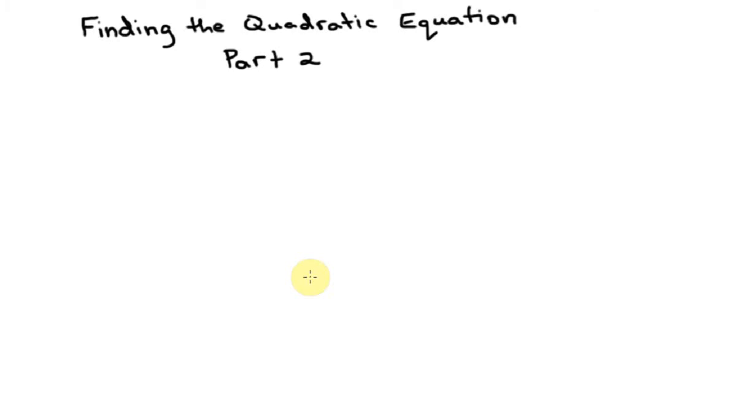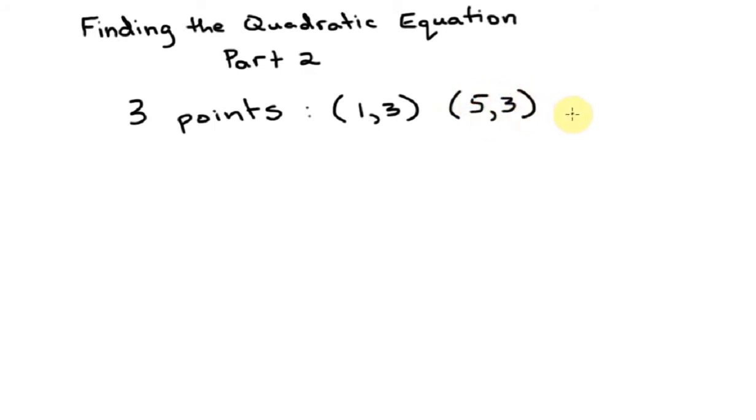Okay, this is finding the quadratic equation part 2, and what we're going to look at here is what if we don't have the vertex, but maybe what we have are 3 points. Now these 3 points can either be written out the way I'm going to write them out here. So the 3 points that the parabola goes through might be 1, 3, and we got 5, 3. And we've got 7, 9.